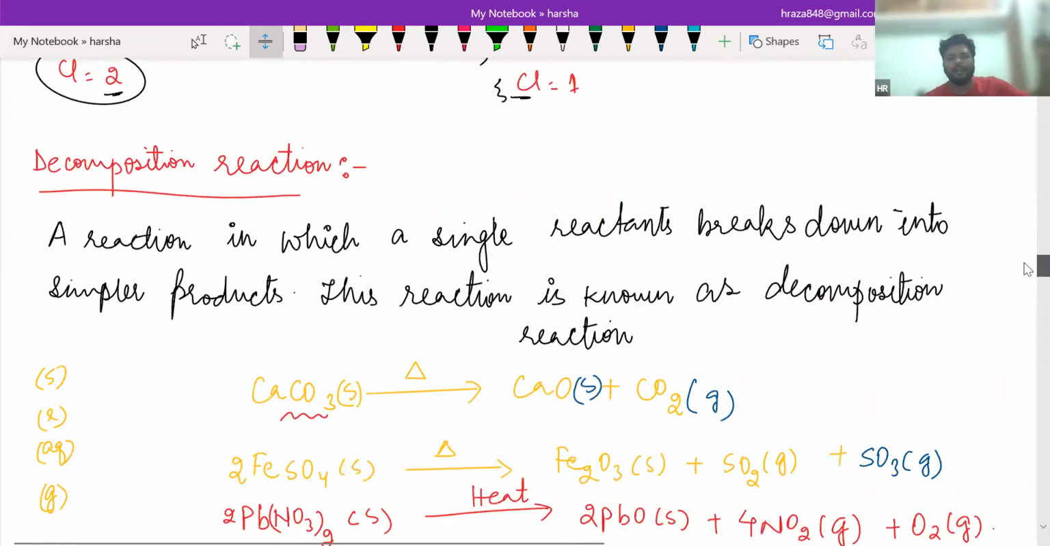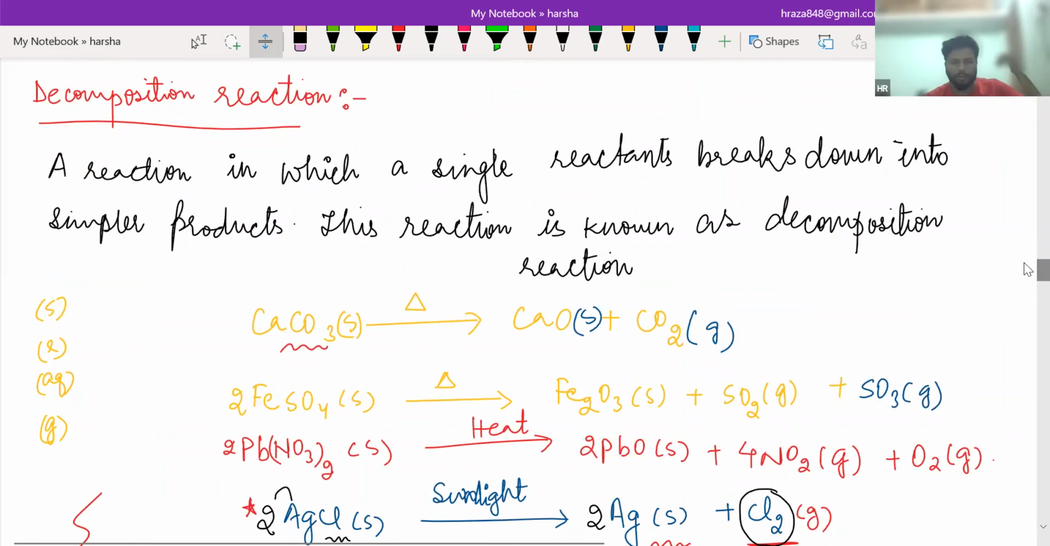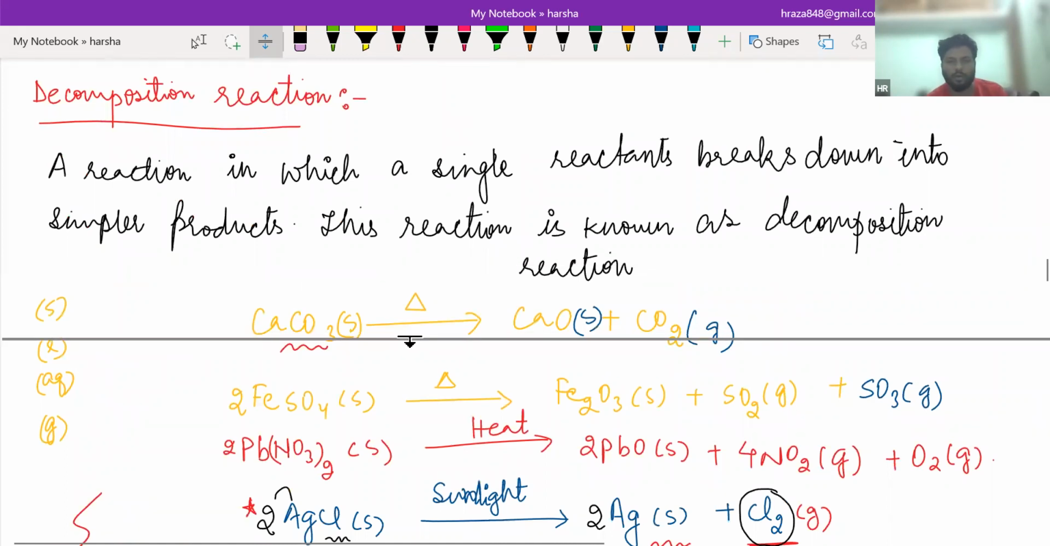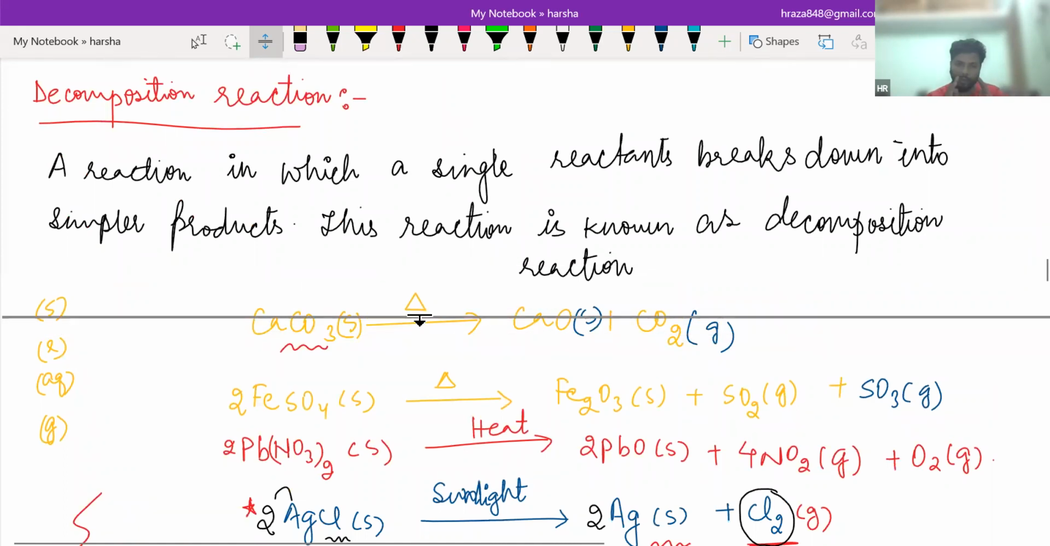Decomposition reaction: a single reactant is broken down into simpler substances, more than one product, that is called decomposition reaction. You can see CaCO3, we are going to give heat. If you are giving heat, this process is also called endothermic process. So it will give CaO plus CO2. FeSO4, Pb(NO3)2, AgCl.